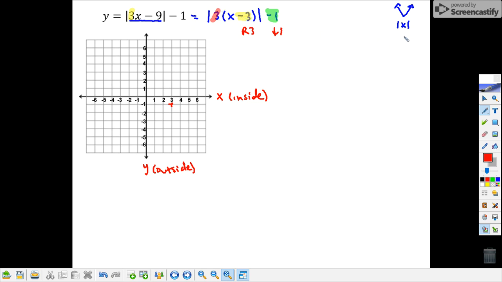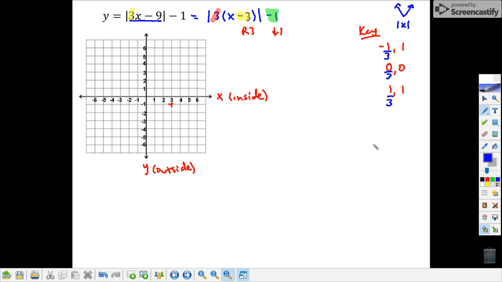What I'm going to do is take my key points of my original parent function. So my original parent function of absolute value, if I take the absolute value of -1, it would be positive 1. Take the absolute value of 0, you get 0. Take the absolute value of 1, I get 1. So these are what I call my key points. Okay. So what I'm going to do is take just the x values, and I'm going to divide each x value by 3.